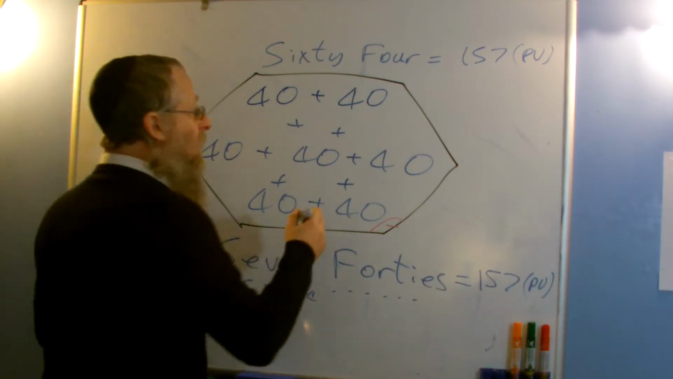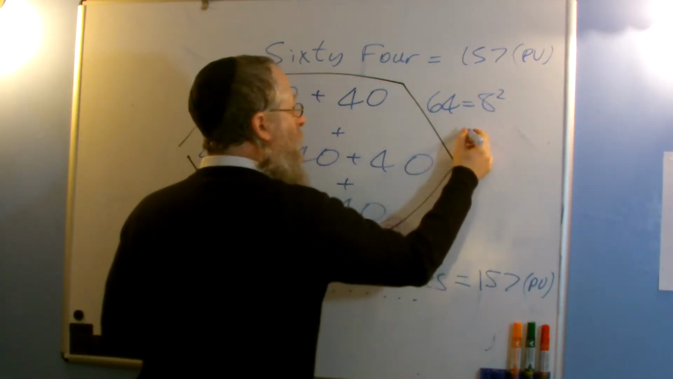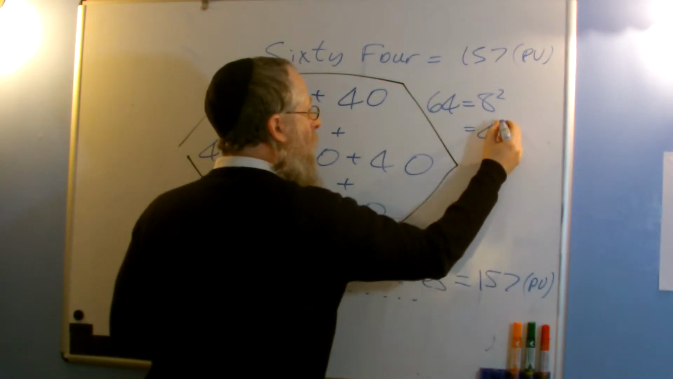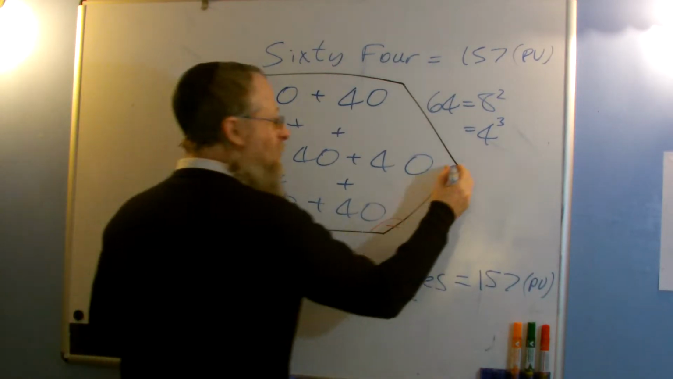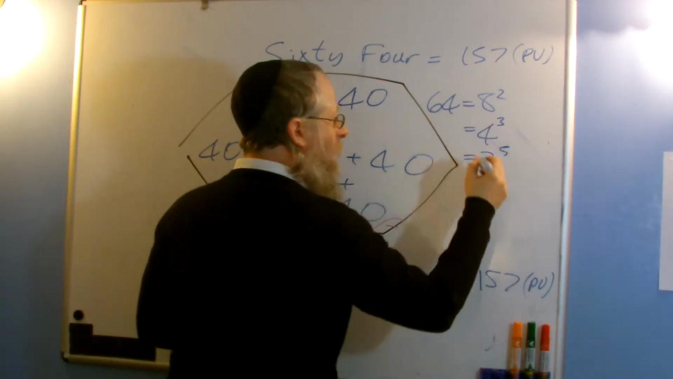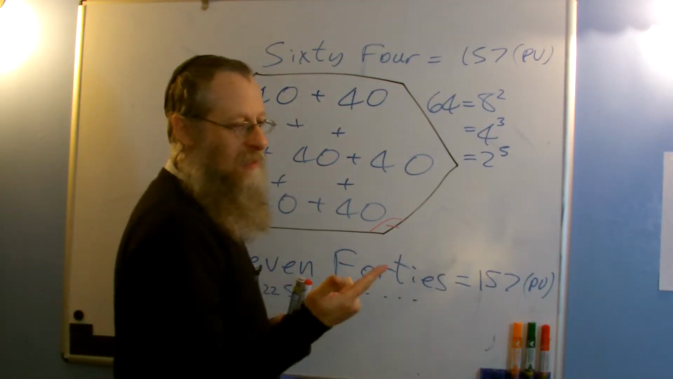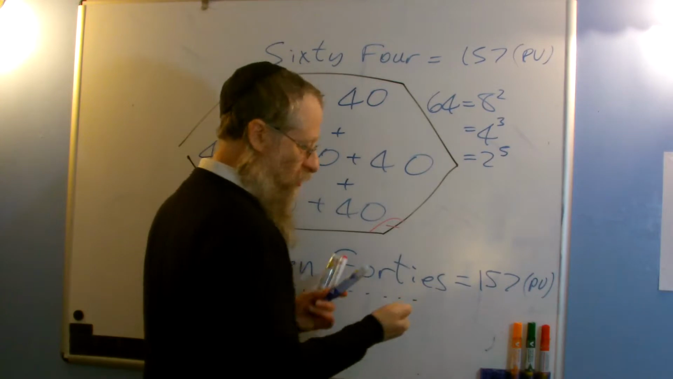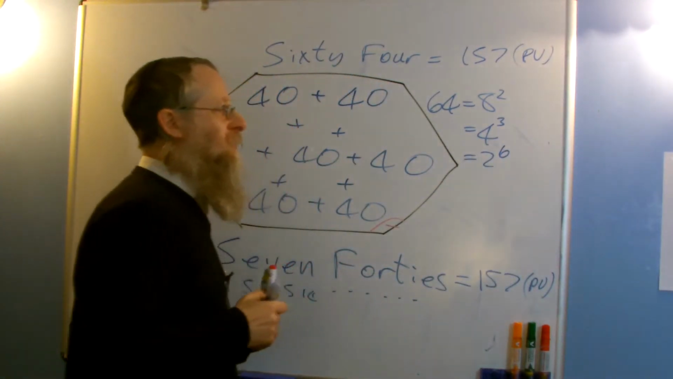64, if I write it down as a number, equals 8 squared. It also equals 4 cubed. That's 4 times 4 times 4. It's 2 to the power of 5, I think. 2, 4, 8, 16, 32, 64. Power of 6, sorry. 2 to the power of 6.